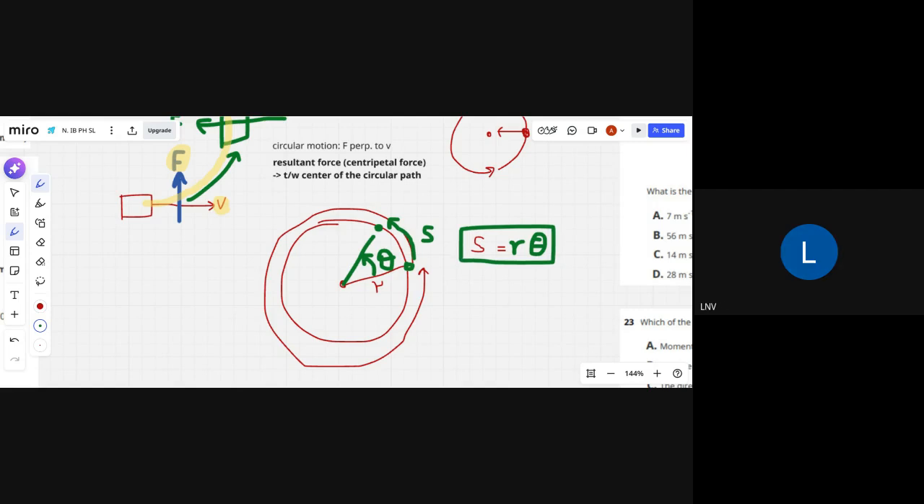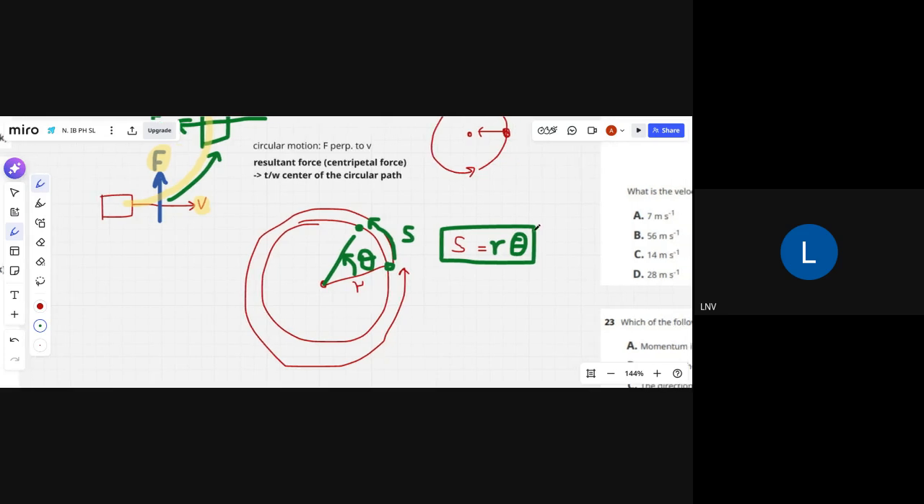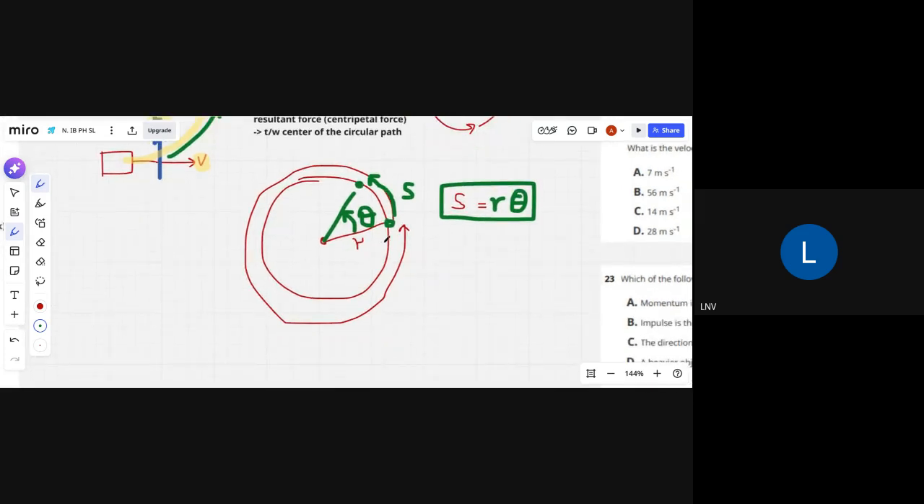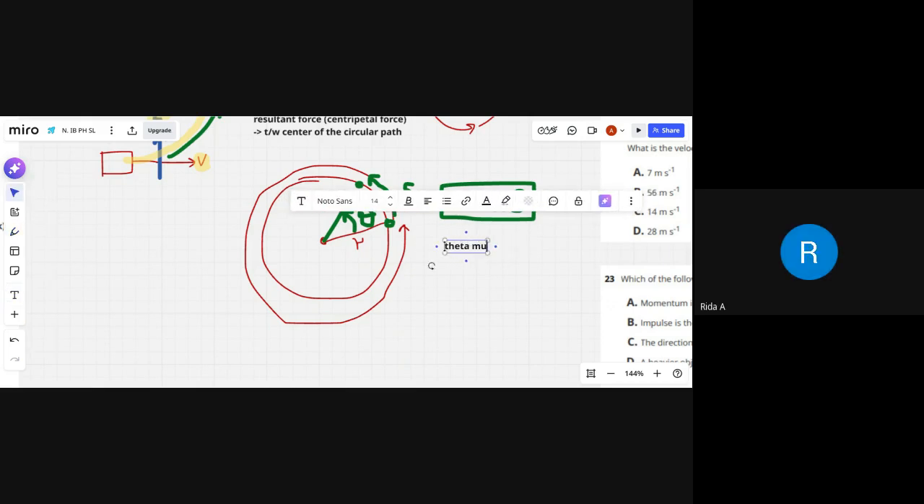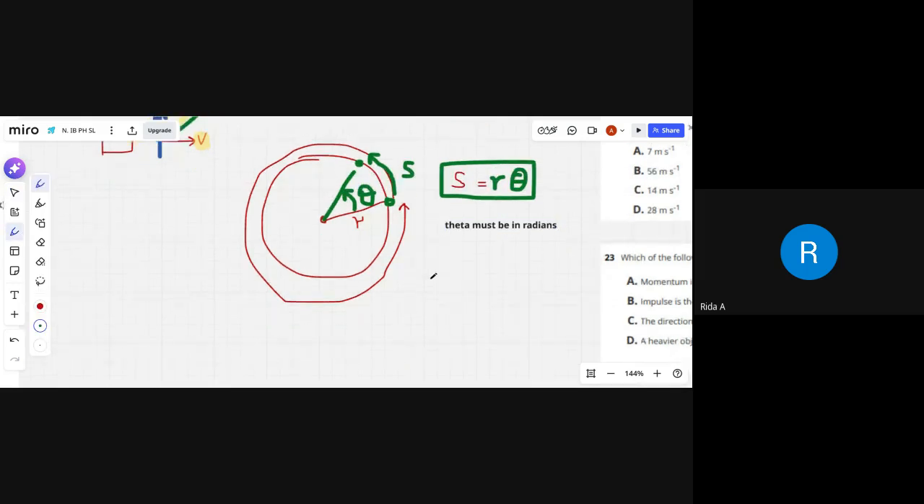So if it's in degrees and it's like 40 degrees, you can't just times it by 40. Your theta needs to be in radians for this one. So if it's like, I don't know, 2 pi over 4 or something. So the condition for this is that your theta must be in radians, and you should know how to convert degrees to radians.